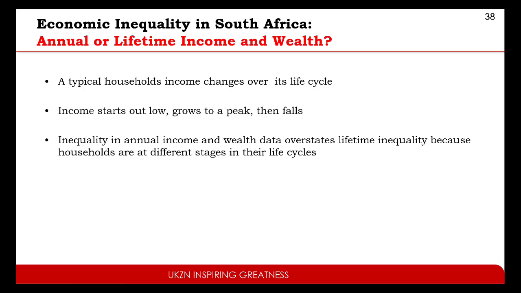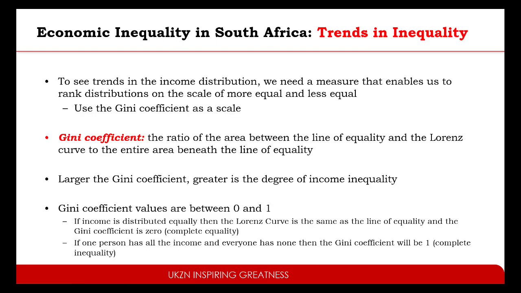Okay, so a typical household income changes over its life cycle. We know that income starts to grow and peak. Inequality of household differs in the life cycles. So obviously income goes down, income goes up, right?